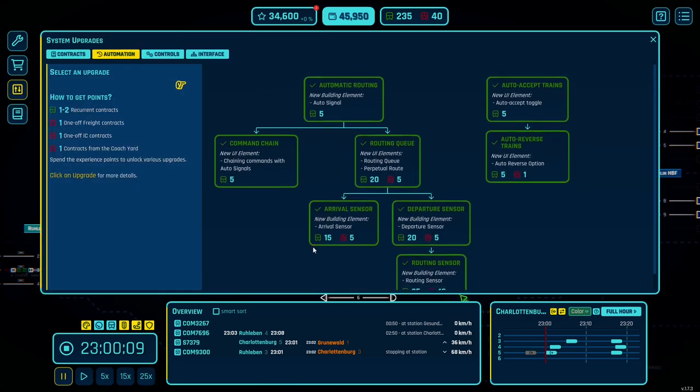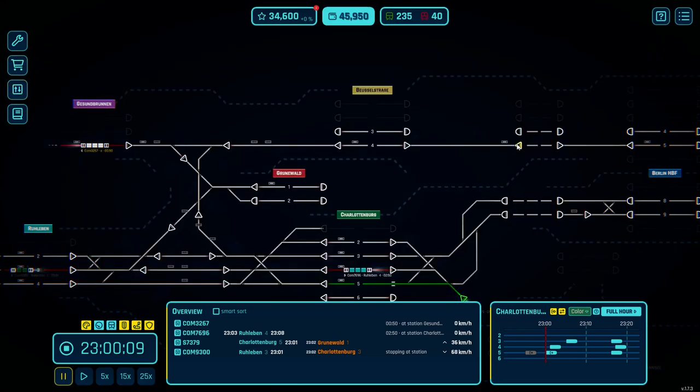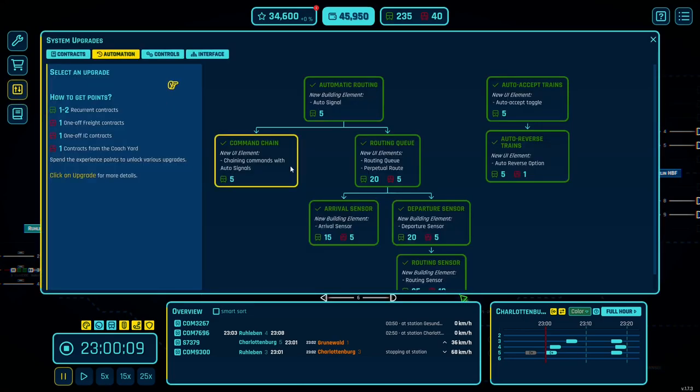So in the automation section, basically the sensors are in this tree here. You have to get automatic routing, which is the auto signals, which are these instead of the rounded manual signals. Then you need to get the routing queue. The command chain is nice, but the routing queue is what's required to open up the tree.